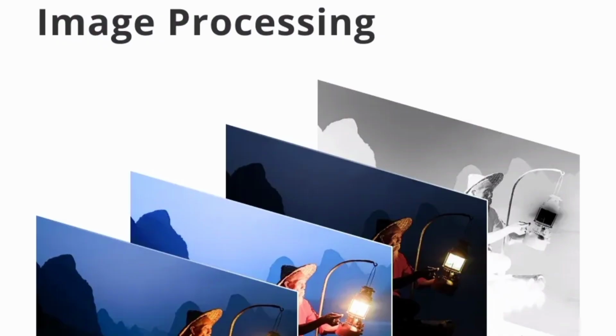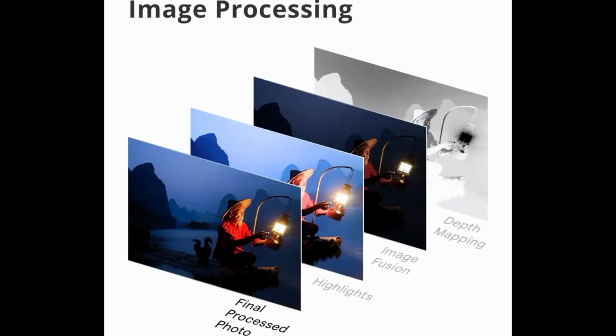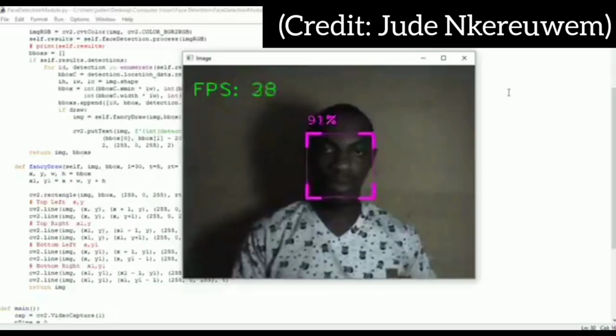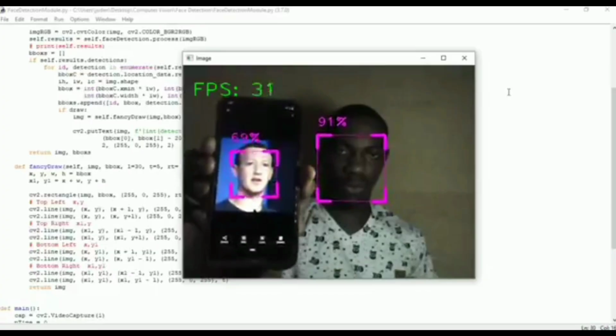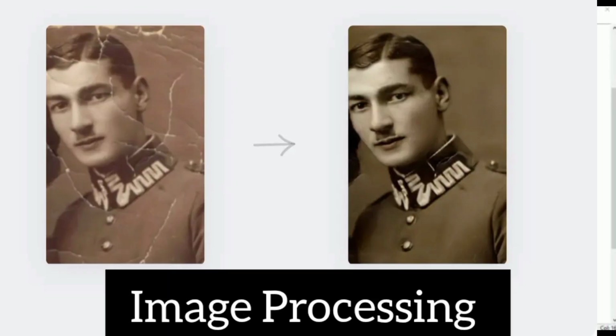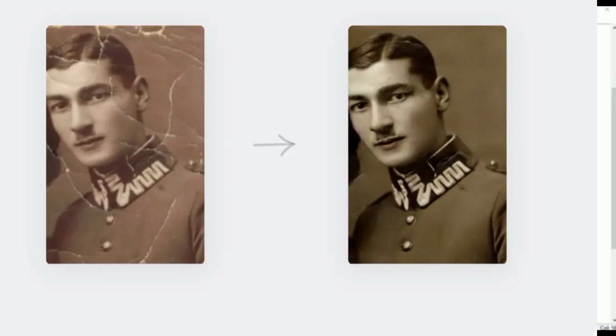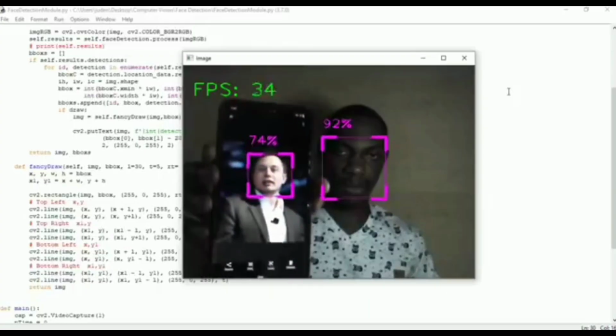Here is the simplest way to think about it. Image processing changes images, then computer vision understands images. So one improves pixels, the other extracts meaning.